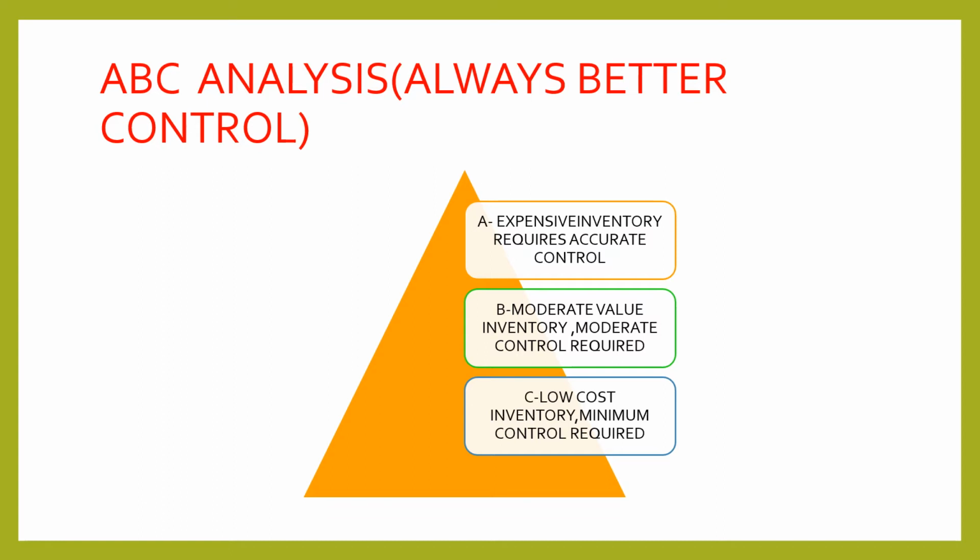One engine. But for the moderate value inventory like the steering, the seats and the body of the car, and the low cost inventory like the nuts and bolts, these are very cheap things and require minimum control. And these nuts and bolts, glue, are required in a maximum amount for any kind of production. So this comprises C or low cost inventory. I hope you have understood this ABC analysis and how this analysis is done on the basis of the value of the inventory, such as expensive, moderate and low cost.